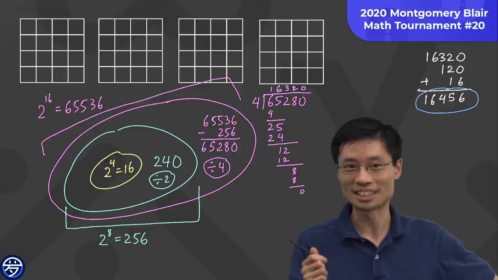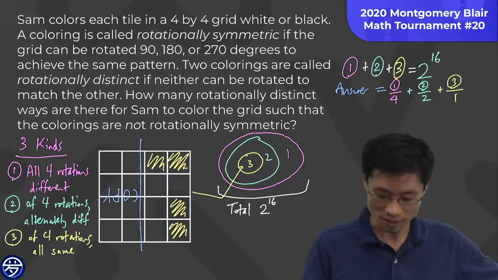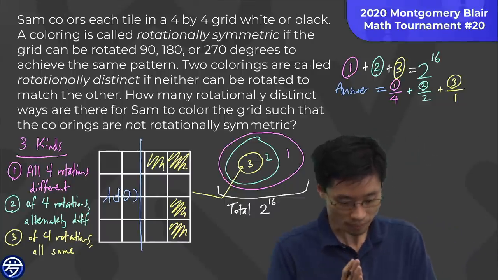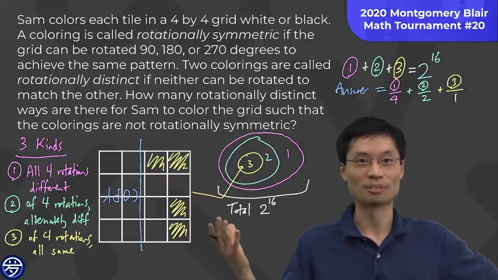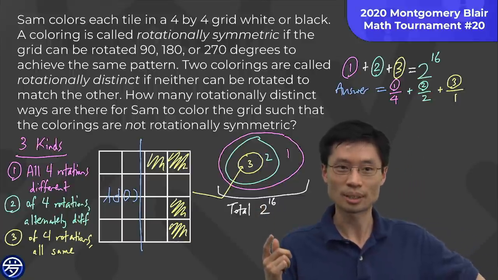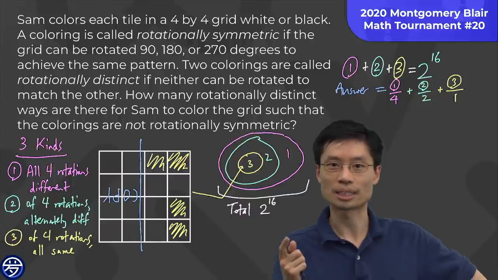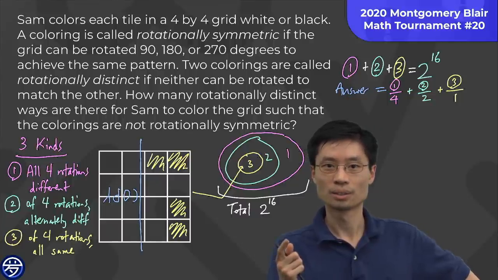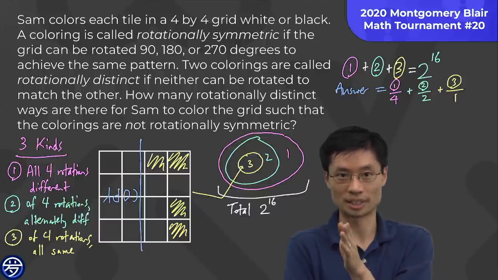But if I didn't, it doesn't look like I added wrong. So let's look at this more carefully, each of the little pieces. When we're looking at this problem, we say Sam is coloring each tile of a 4x4 grid white or black. Okay, read the problem again. Always read the problem again. I counted the symmetric ones, is that right? Oh, wait a second. I'm trying to read the question to make sure that I understand what it is saying.